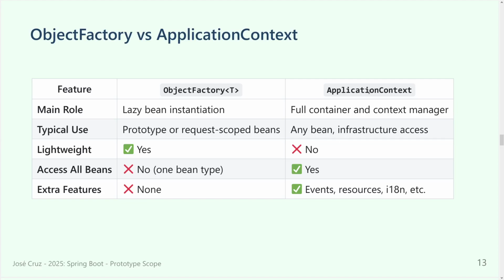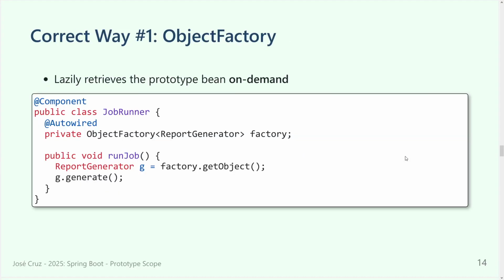Application context contains all the features other than the beans, like events, resources, internationalization and things like that. Correct way using ObjectFactory, how to use it. It's the same example that I showed before.